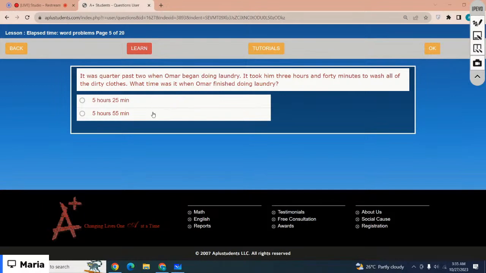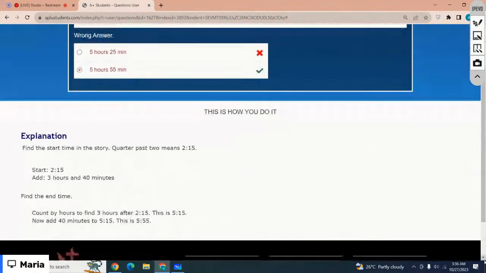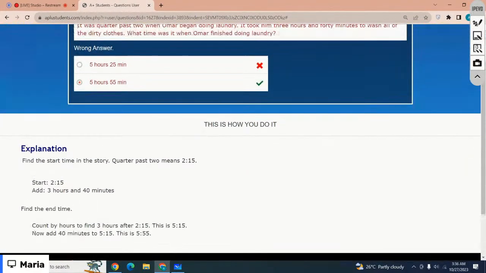How? 15, 45 minus 15, that is, okay, let's just see. Yes, it is 5 hours 55 minutes, right? The correct option is 5 hours 55 minutes.